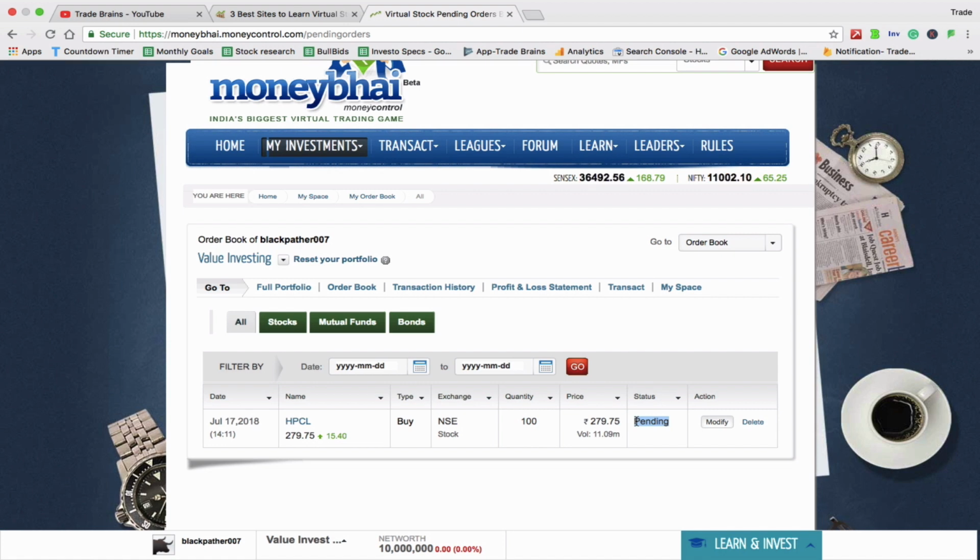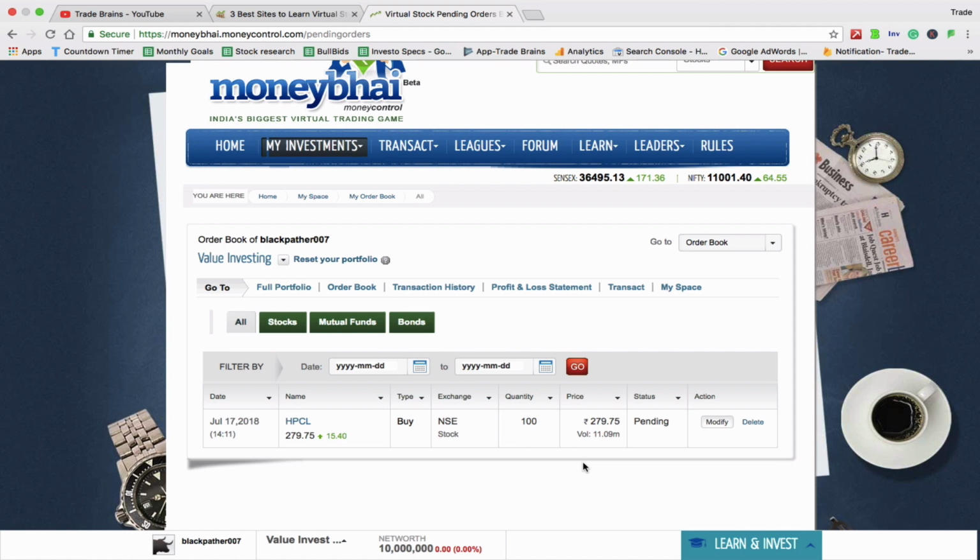However, in real time it generally happens in seconds that you have bought the stock, you have sold the stock, if the volume of that stock is very good. And here you can see that volume is very high, 11.09 million. So generally it happens within seconds. However, this is a virtual trading and it might take some time, but generally in the market, when you place the market order, it doesn't take much time and your transaction will be completed.